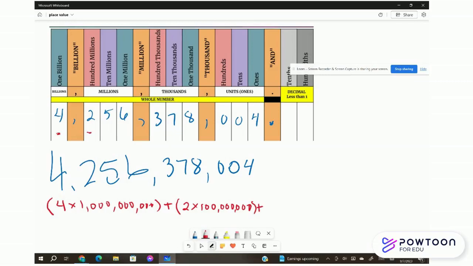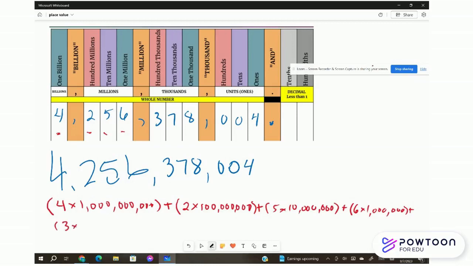And plus 5 times 10 million plus 6 times 1 million. So it's a long process, but it teaches us our place value. We've done the 5 and the 6.